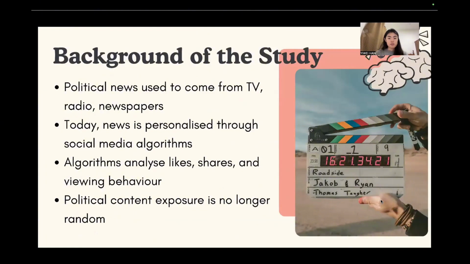Background of the study. In the past, political news mainly came from traditional media like TV, radio, and newspapers. But today, social media platforms play a much bigger role. These platforms use algorithms to personalize content based on users' behavior, such as likes, shares, and viewing history. As a result, political information is filtered before it reaches users, especially students.